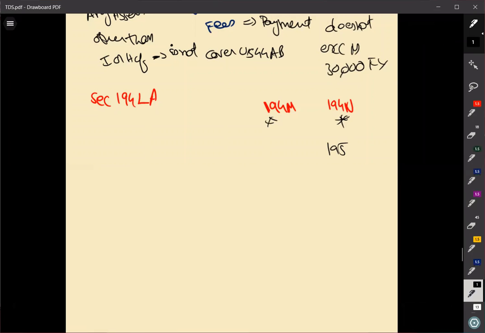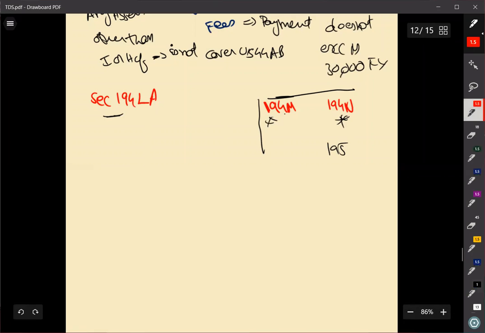So what I will do, these two sections I will take tomorrow, because these two sections are very important. I don't want to add the two sections right now today. So these two sections, I will take up in the next class tomorrow. So today, let us finish 194LA. Let us see what LA is, to whom this LA is going to be applicable.